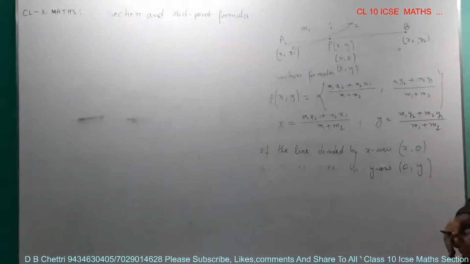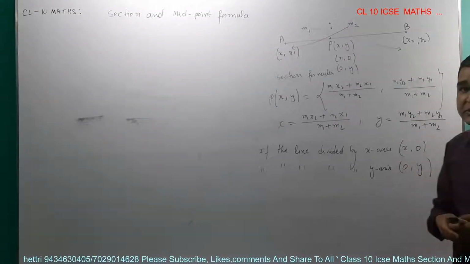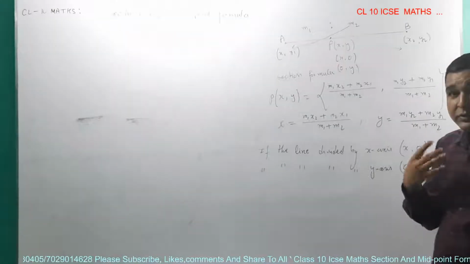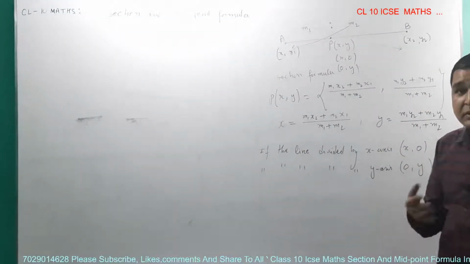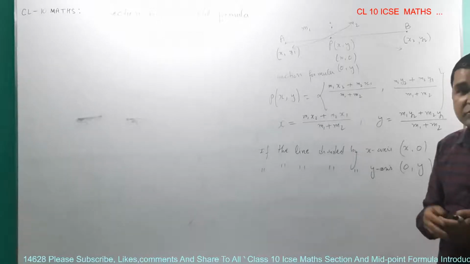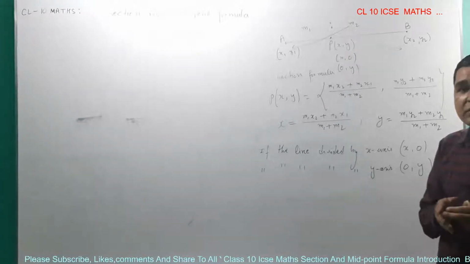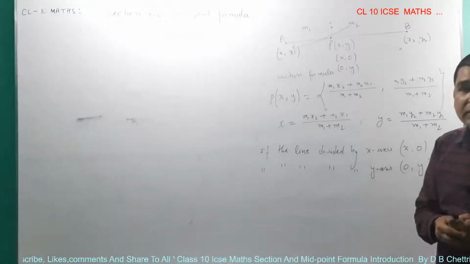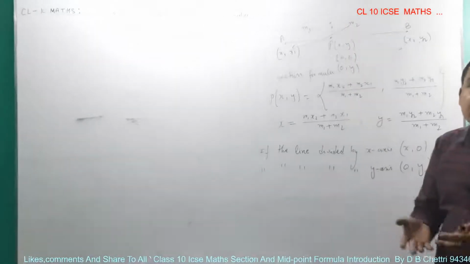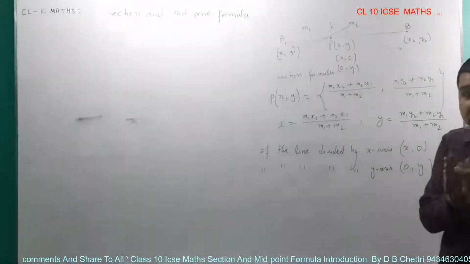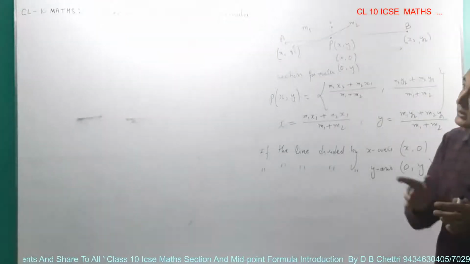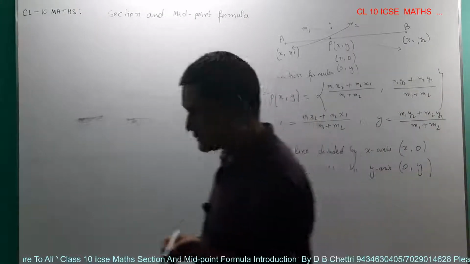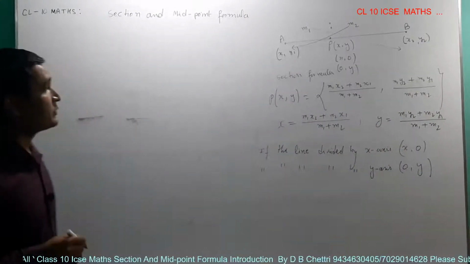Okay, now this is about the section formula. We already discussed when to use it: if the question asks to find the ratio, use the section formula, or if the line is divided by an axis at a point other than the midpoint. If the point lies exactly at the midpoint between the two points, then we always use the midpoint formula. Okay, now let's discuss the midpoint formula.